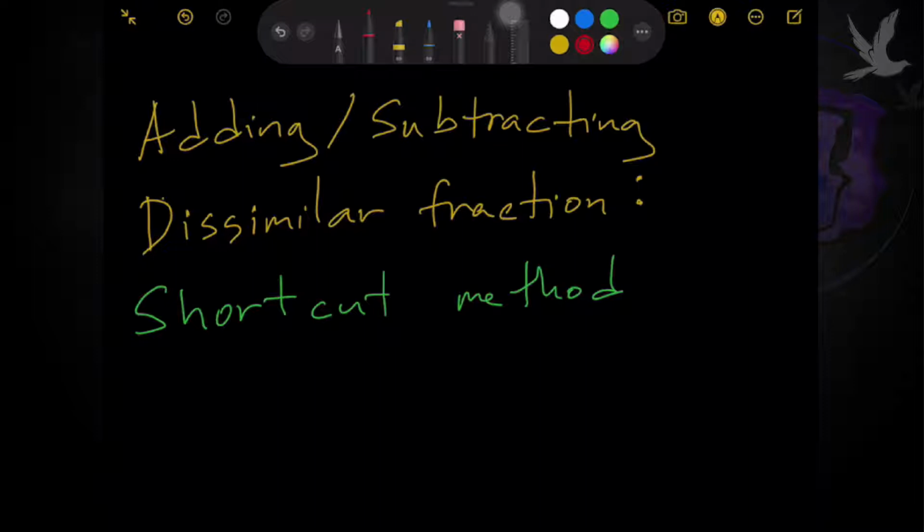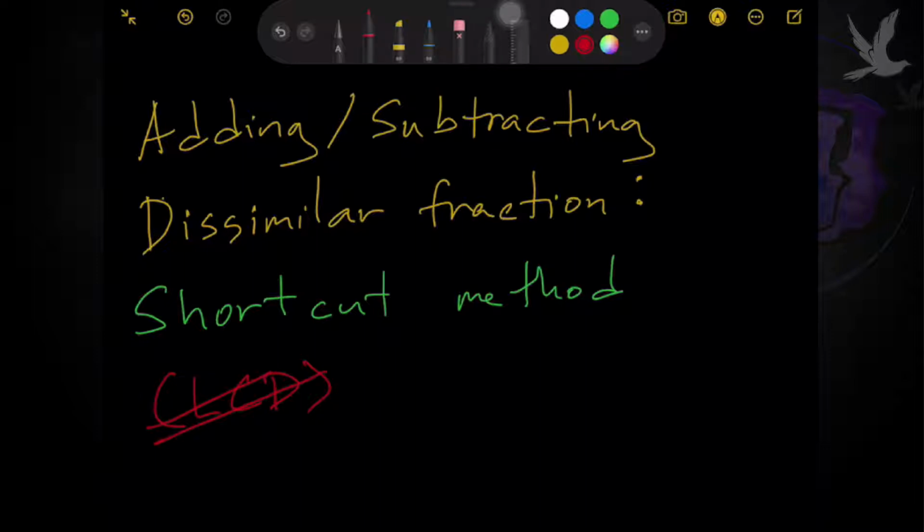solving dissimilar fractions, which is making use of complicated methods such as least common denominator, no? Mga LCD. Some of you might be familiar with that, pero sige lang. You're not going to make use of this LCD method. Shortcut method lang muna tayo.